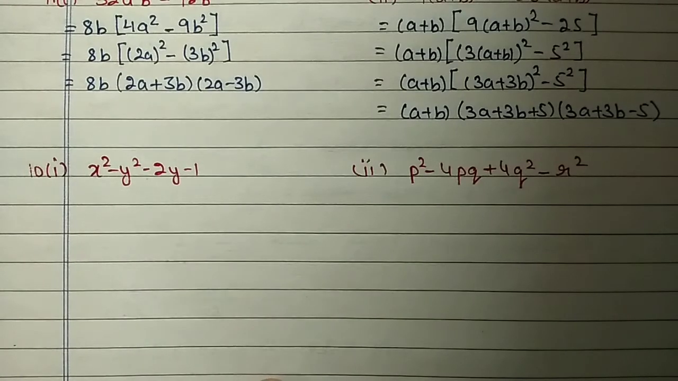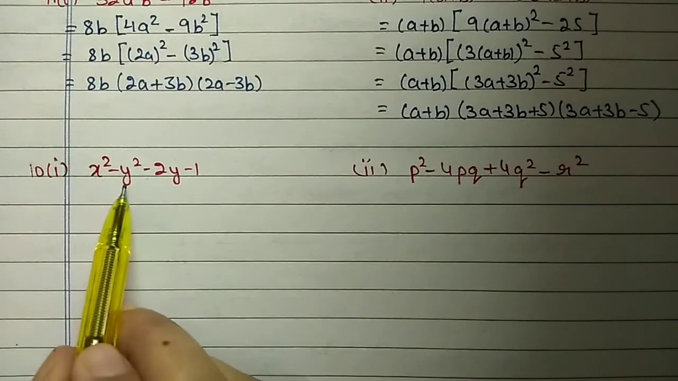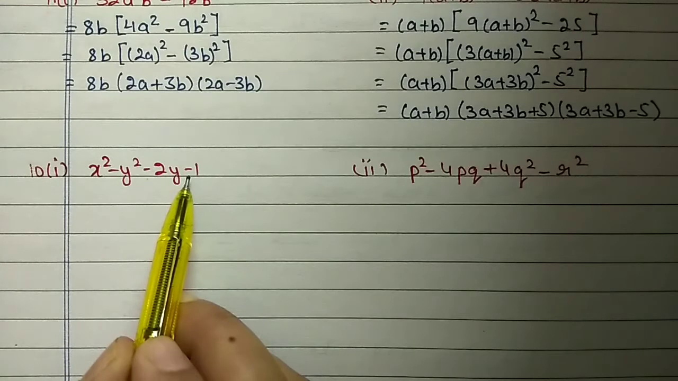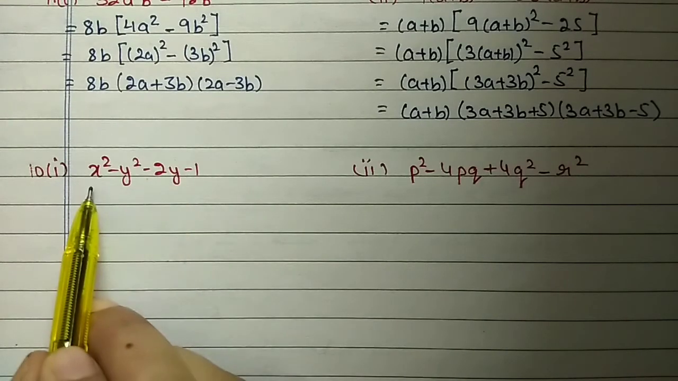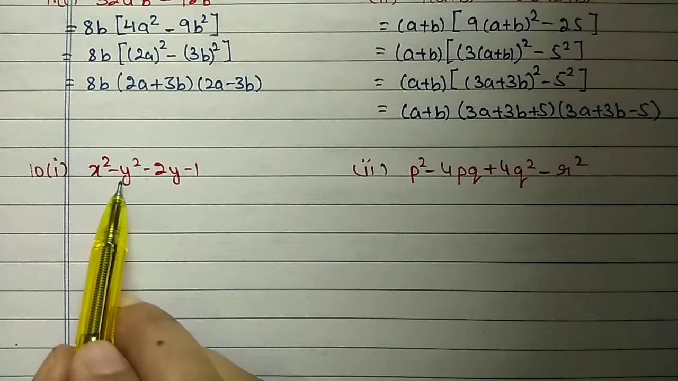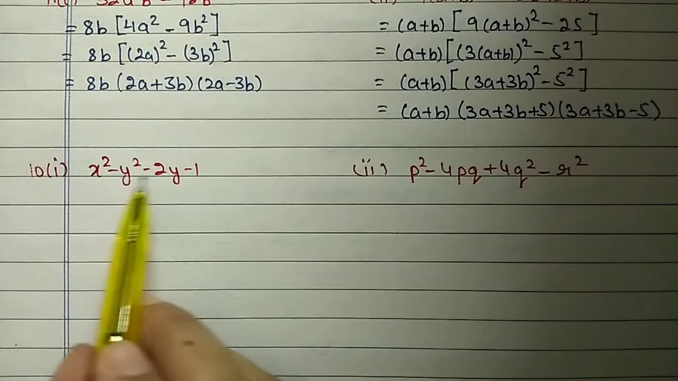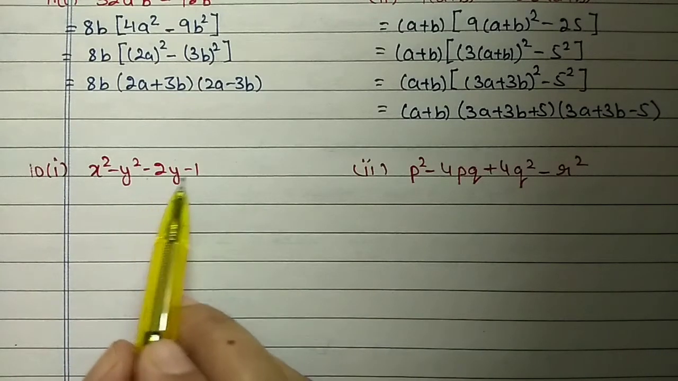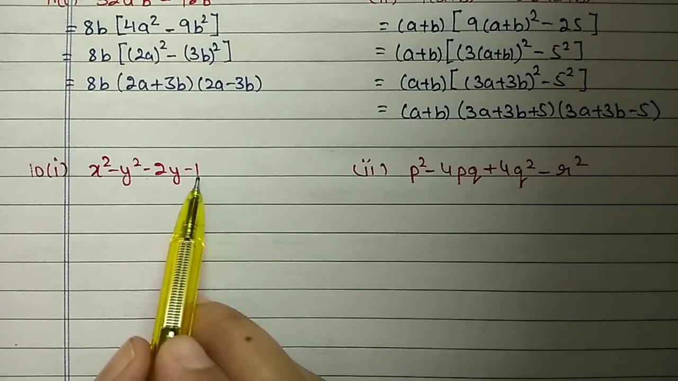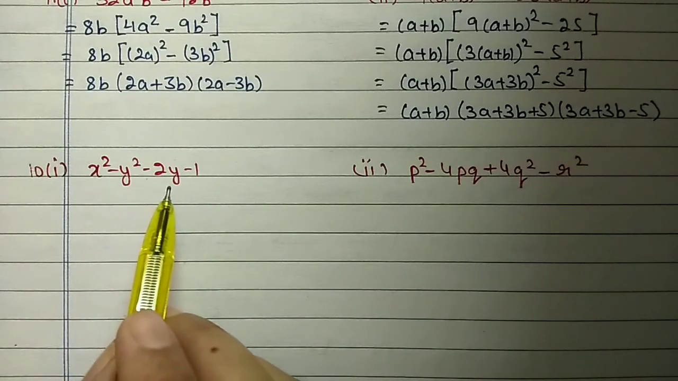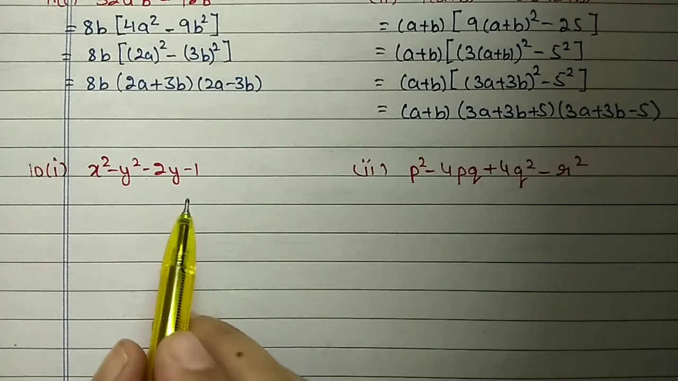Next, question number 10, first part, x² − y² − 2y − 1. Here if you apply the formula for these two, then you will get (x + y)(x − y). And for these last two terms we cannot do anything, and you will not get anything common here. So we have to think in another way.